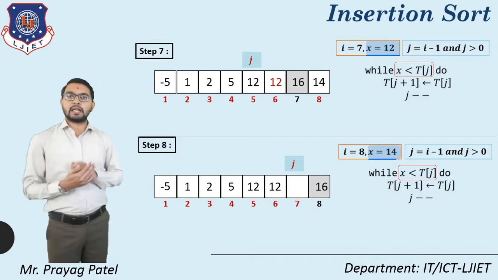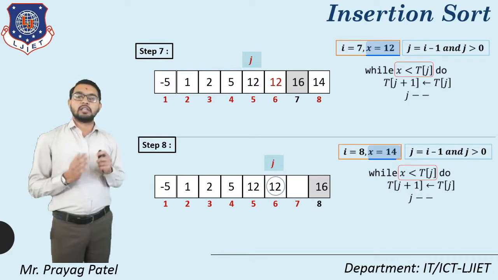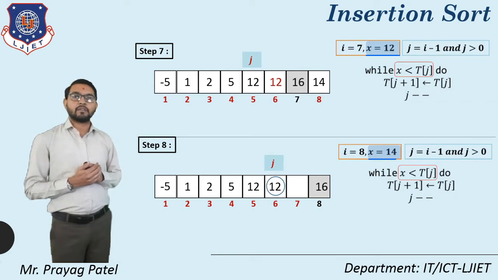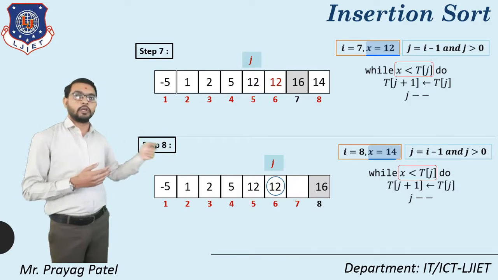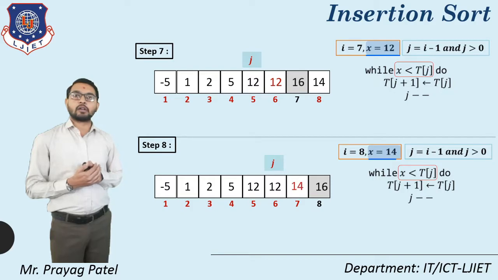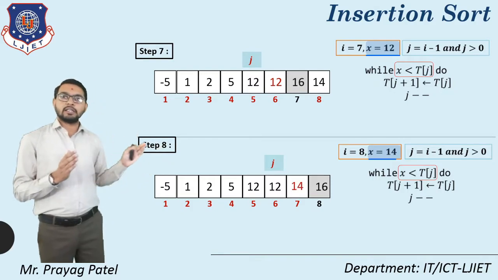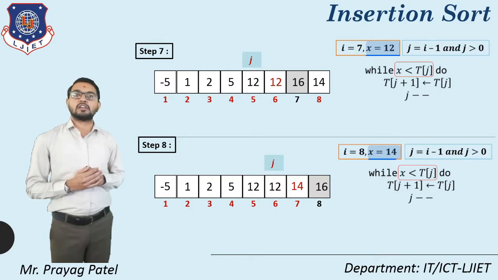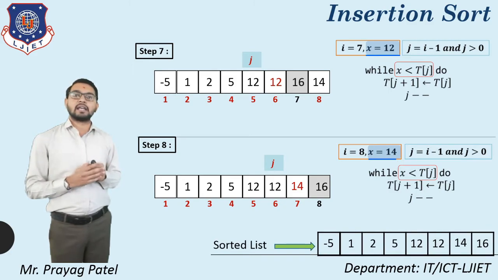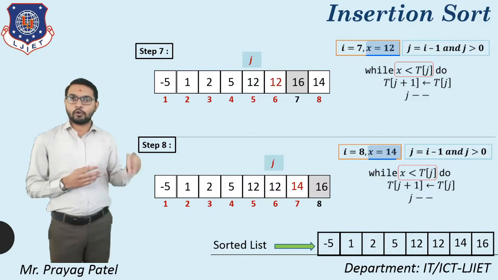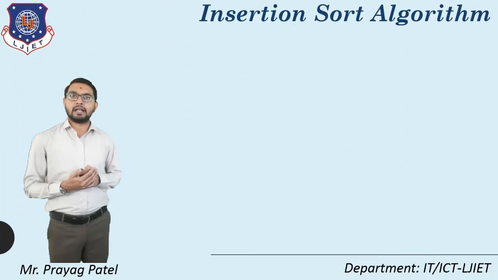Now consider the previous element of j, which is the 6th location. Now the value is 12, t of j equal to 12 and x equal to 14. So the condition 14 less than 12 is not satisfied. That's why no shift down operation will be performed. So here put the value of x at location number 7. So this is considered as the final list of the insertion sort. After performing step number 8, you will get the sorted list as -5, 1, 2, 5, 12, 12, 14 and 16. So this is your final answer.